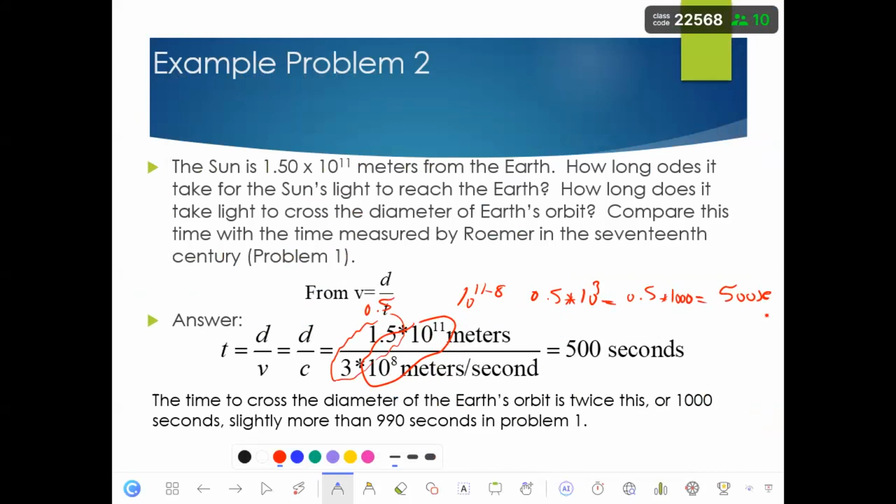How did you get 3 times 10 to the 8? Speed of light. We already have the speed of light. I said that at the beginning, the speed of light. We calculated it, and it is 3 times 10 to the power of 8 meter per second.